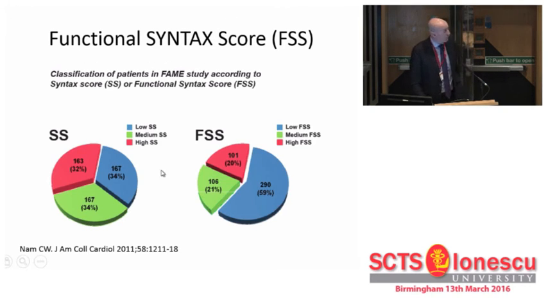And so what are the first effects of it? Well, first of all, you can see this is the syntax score. And then what happens is you're moving patients from the higher groups down to the lower tertile when it goes across the functional syntax score. So you're moving groups from the higher and intermediate risk into the lower risk where both PCI and CABG are viable options.